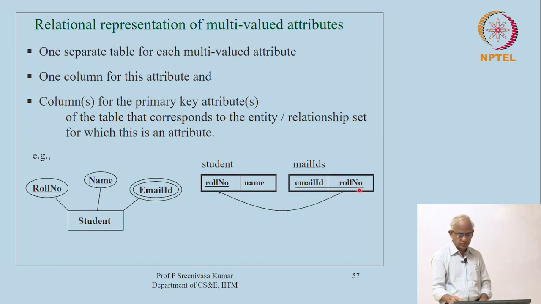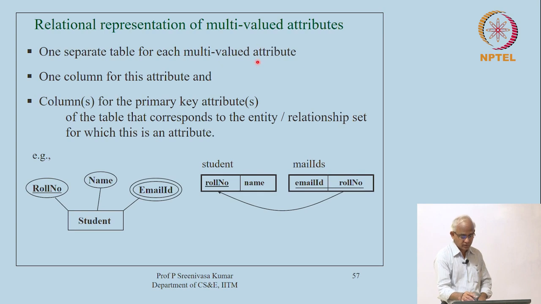Okay. So, it is also obvious that this roll number is referring to the student entity, and so it will be a foreign key referring to the table corresponding to that entity. Okay. So, one column for this attribute. What is that attribute? That attribute is this multi-valued attribute. So, one column for that, and then the columns for the primary key attributes. In general, there could be multiple attributes in the primary key. So, one column for each of those, corresponding to either the entity type or the relationship type for which we have this as the multi-valued attribute.